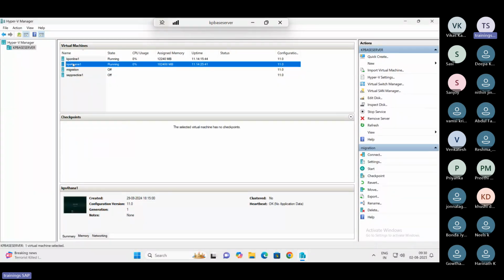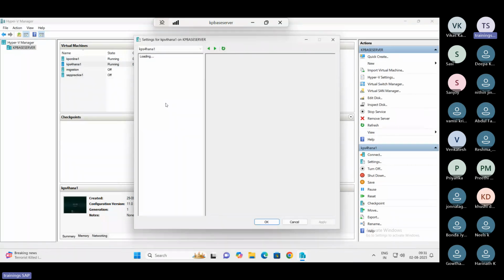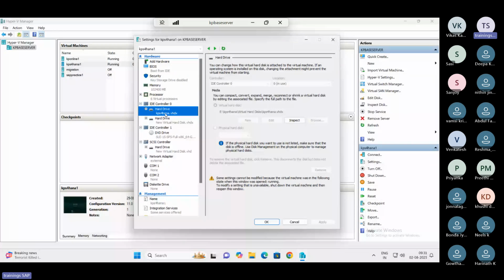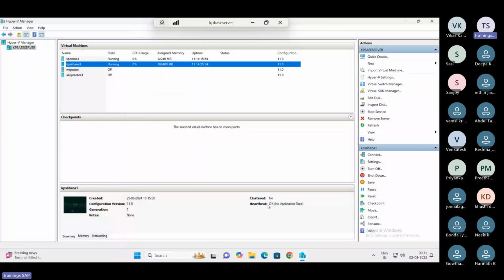But if it is in the cloud, it is the same concept, but you need not stop the systems in the cloud. On the fly, we can extend the sizes of the disks and everything here. That's possible. We can do that.